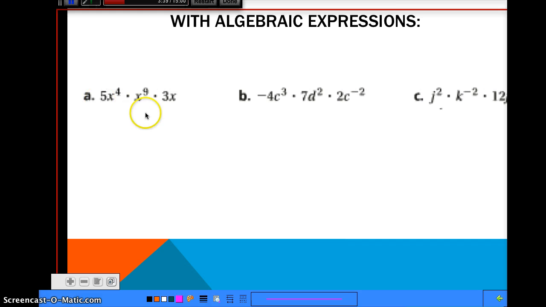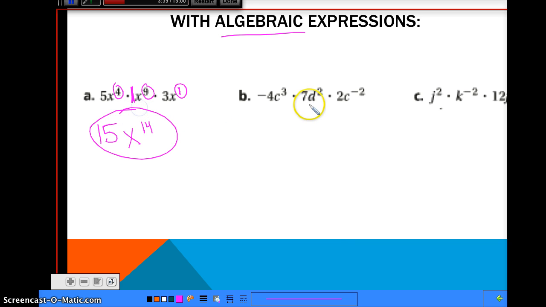All right, so these are different because they're algebraic, which means now they have exponents or variables in them. When you have that, you're just going to multiply your coefficients across. 5 times 1 is 5, and 5 times 3 is 15. And then you look at your bases that are the same for your variables. They're all x, so you add your exponents. 4 plus 9 is 13, and 13 plus 1 is 14. That's the most simplified form. All right, go ahead and try B. Then take me back off pause and see how you did.